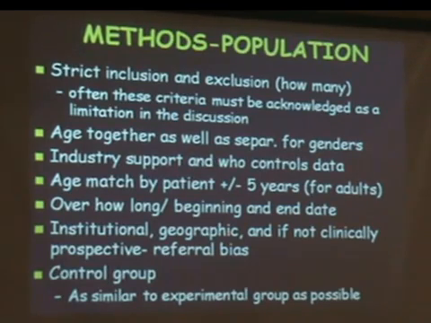A lot of people will say Group A had an age range of 0 to 100 with a mean of 50. Group B had an age range of 49 to 51 with a mean of 50. And they'll say they were age matched because the means are the same. But they're not age matched. Age matched means patient A and patient B are within 5 years of each other. So the means of the two populations could be the exact same within a day, but they're not age matched.